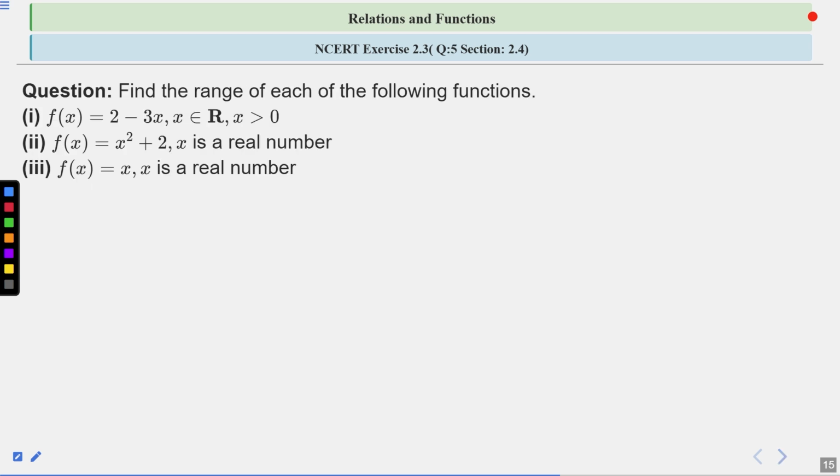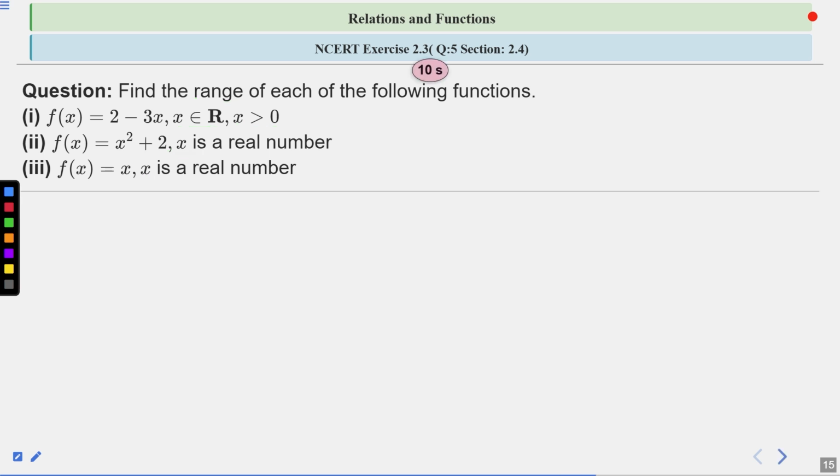Clear? Now this question: just find out the range of the following functions. For the first, f(x) is 2 minus 3x, where x belongs to the set of reals and x must be a positive real number. For the second, f(x) is equal to x square plus 2, where x is a real number. For the third, f(x) is equal to x, where x is a real number. Quite a simple problem. The domain is already provided to you. Just find out the range.